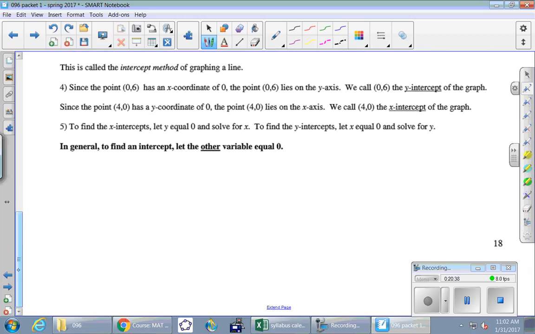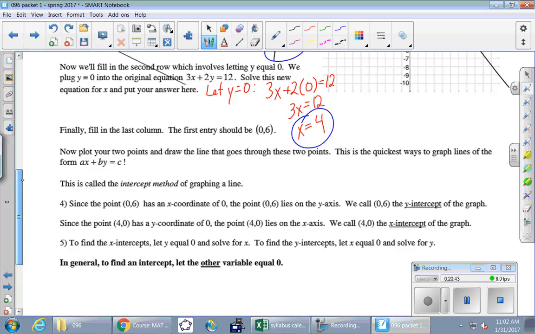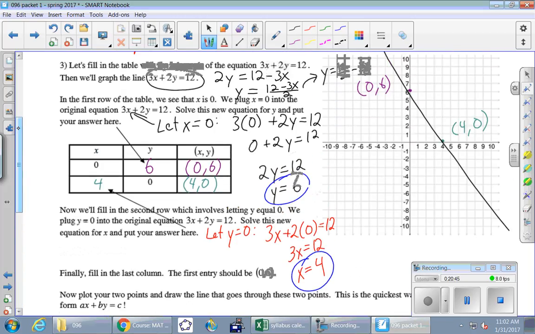Okay, I think that is good. Here's our conclusion. To find an intercept, you let the other variable equal 0. How did we find the y-intercept? How did we start? X equals 0, the other. You want to find the y, you let the other variable equal 0. How did we find the x-intercept? We let the y equal 0.